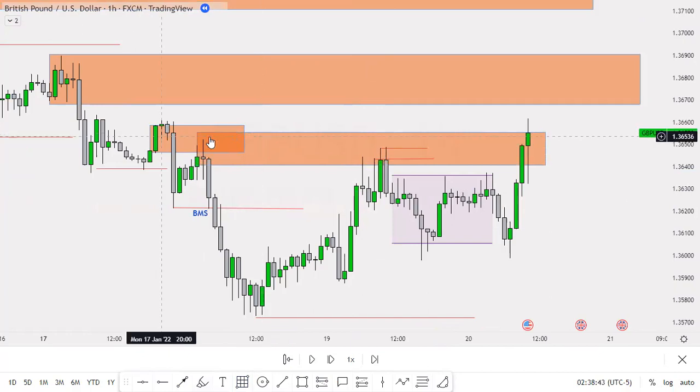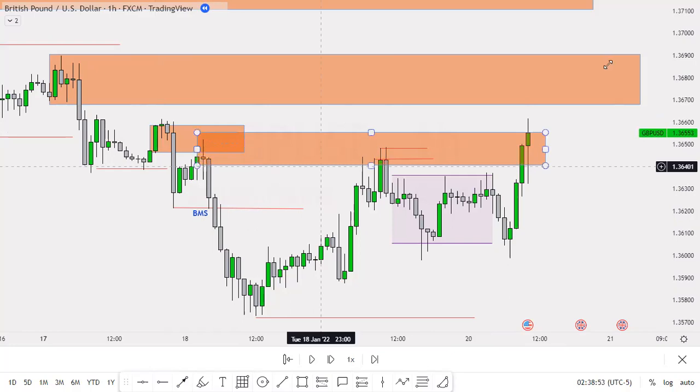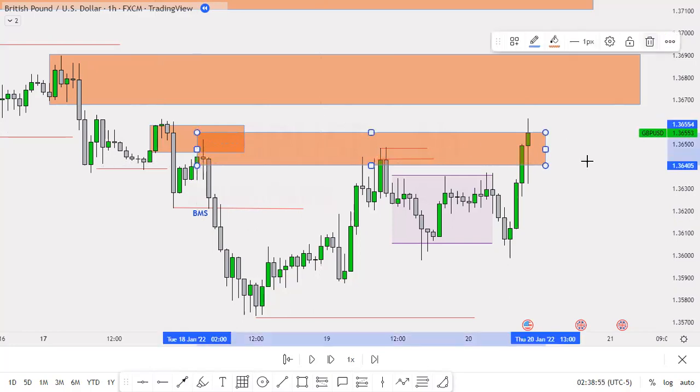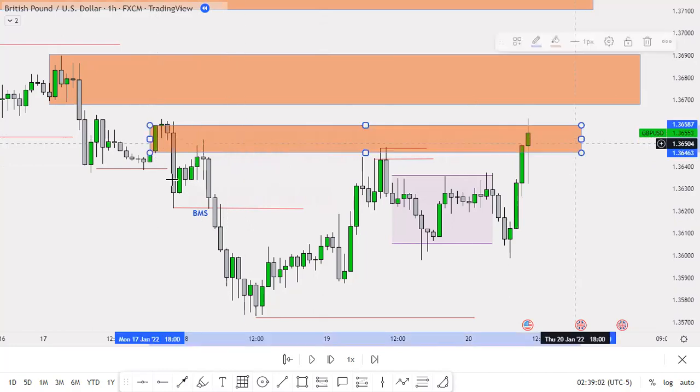So what can we see here? The market took liquidity now, so we can expect to see the market going down. Let's take out this order block because it has been taken out already. Now what we can see, we had this order block, this one.